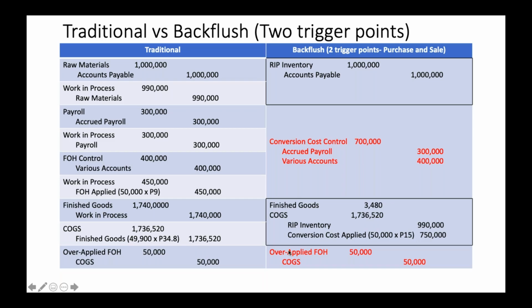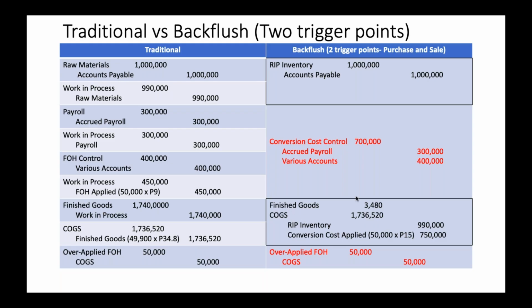So upon sale, we have a cost of goods sold debit 1,736,000, and that is 49,900 at 34.8. And then, since we have knowledge that the actual finished goods that we produced is 50,000 units and we only sold 49,900, the 100 units multiplied by 34.8 standard unit cost is the finished goods inventory.